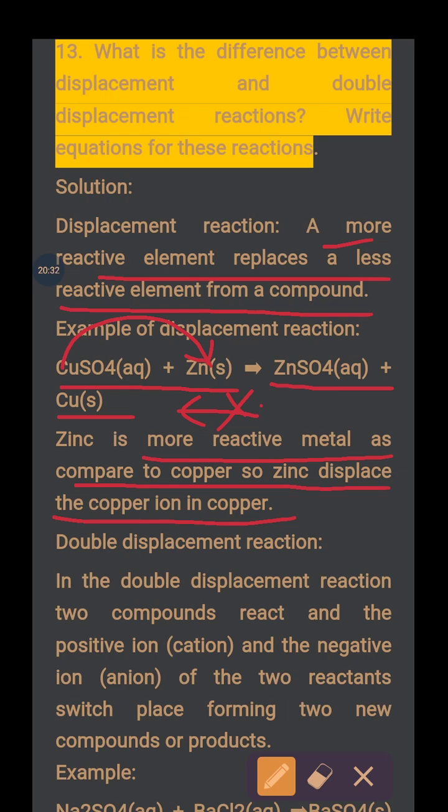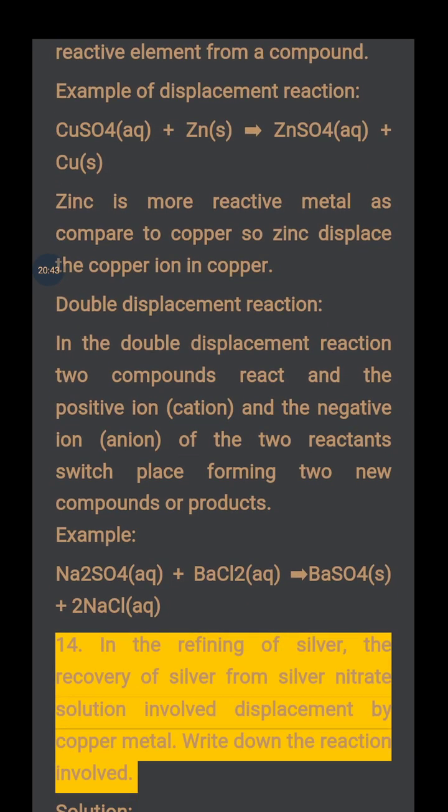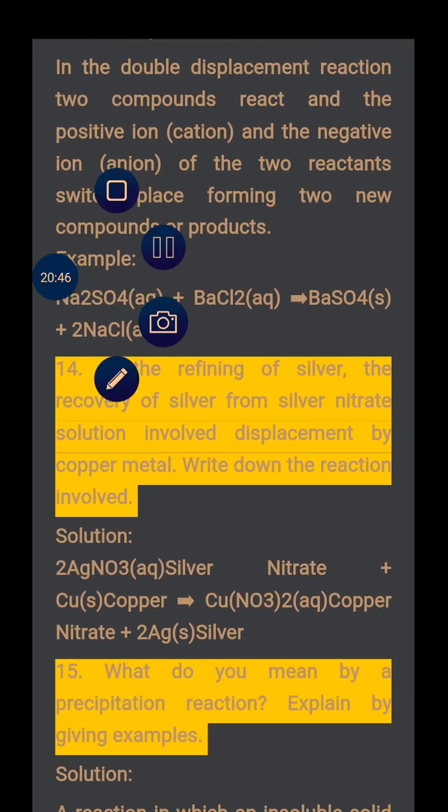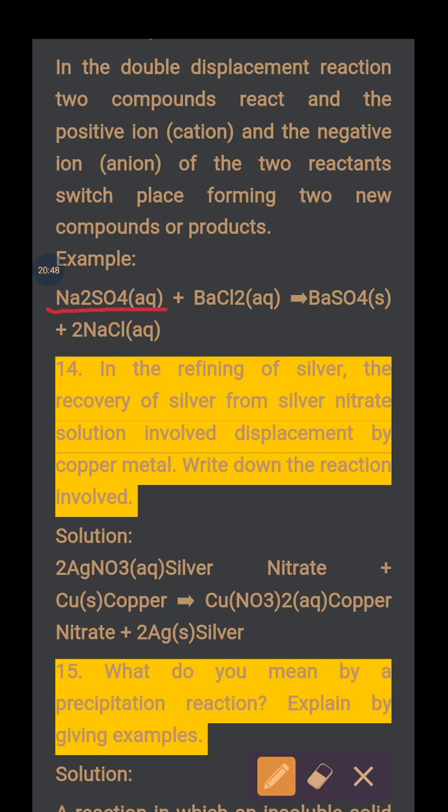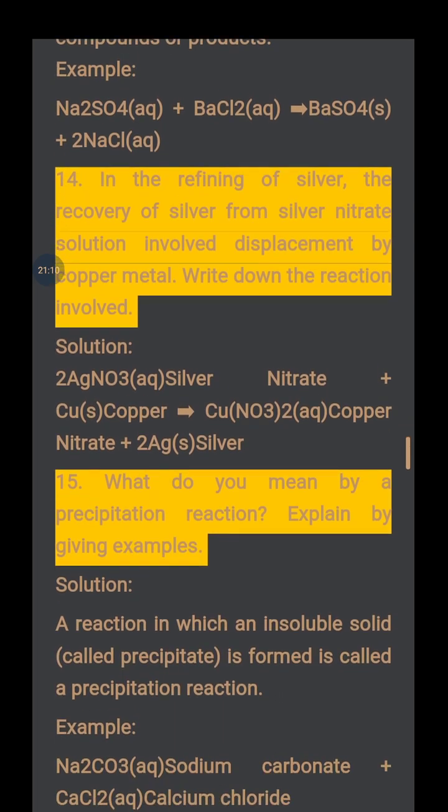In a double displacement reaction, two compounds react and the positive and negative ions of the two reactants switch places. For example, Na2SO4 + BaCl2: the Na ions react with the chloride ions and the barium ions react with the sulfate ions, and we get BaSO4 + 2NaCl. This is an example of a double displacement reaction. Now to question number 14.